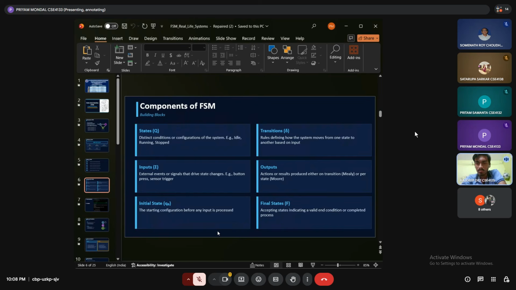Let's look at the actual building blocks. States are the distinct conditions, like a machine being idle or running. Transitions are the rules that define how we move between those states. Inputs are external signals like a button press or a sensor trigger. Outputs are the actions produced. Depending on the model, these happen either during a transition or while inside a specific state. Finally, we have our initial state to start the process and final states to indicate completion.